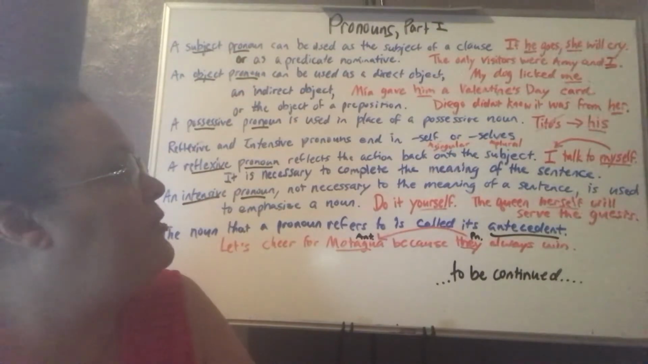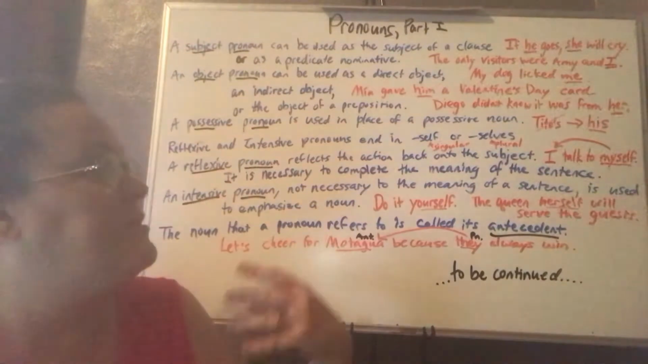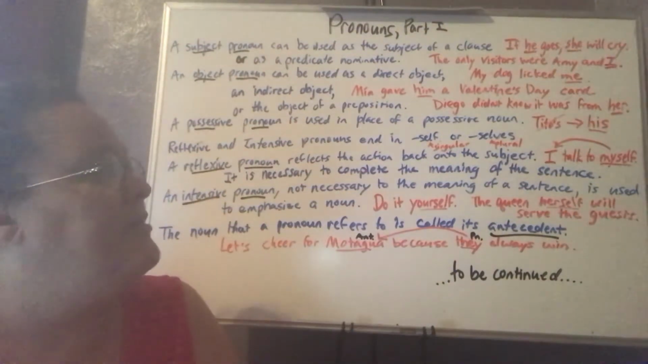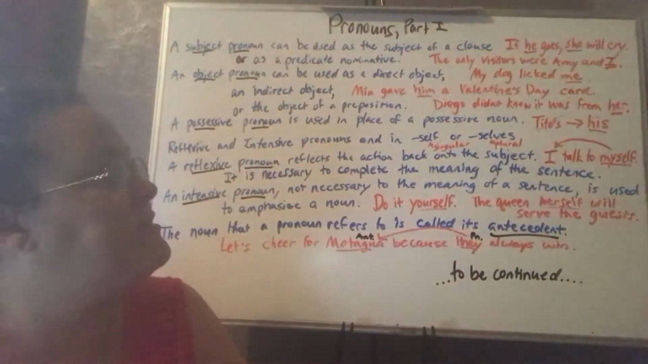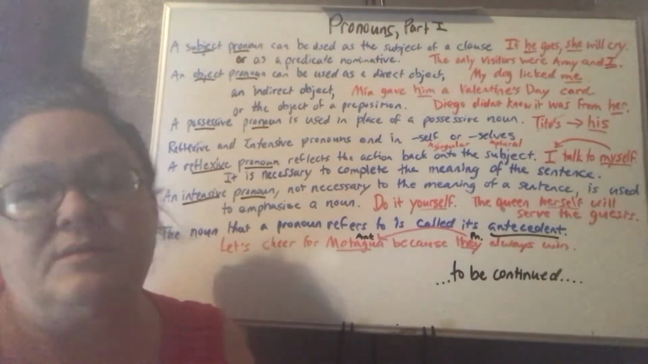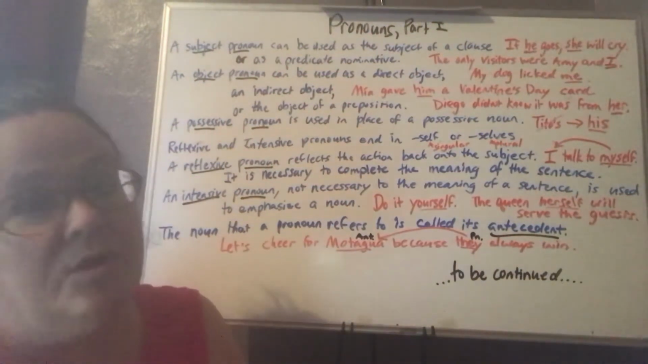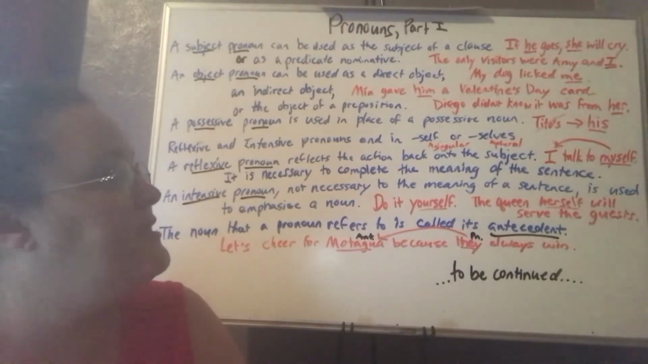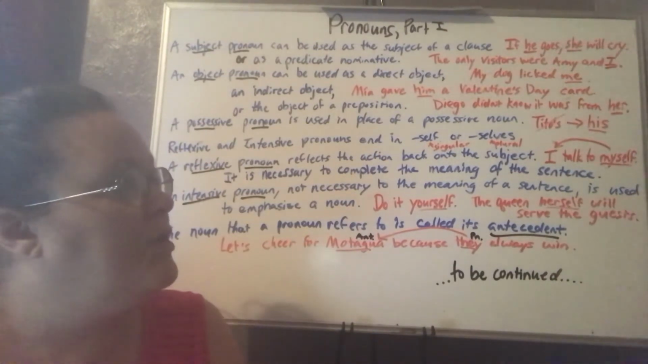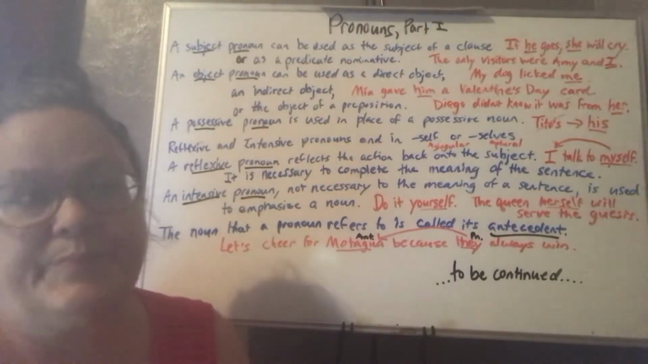Next example, Mia gave him a Valentine's Day card. Mia is the subject of the sentence. A Valentine's Day card is the direct object, and him is the indirect object of the sentence. Him, whoever him is, he is receiving the card. Then the next example says, Diego didn't know it was from her. So her in that sentence is the object of the preposition from.